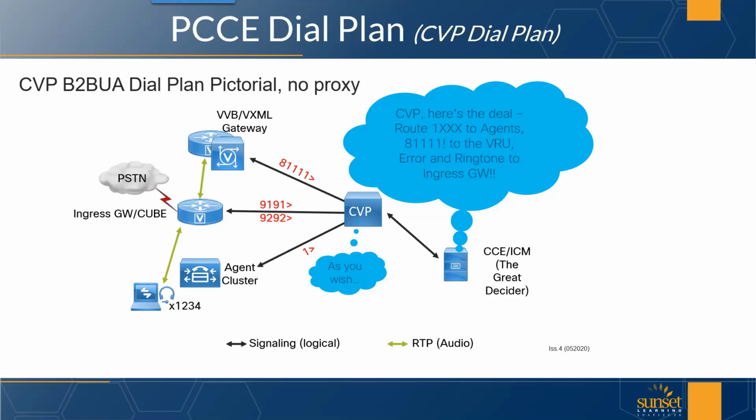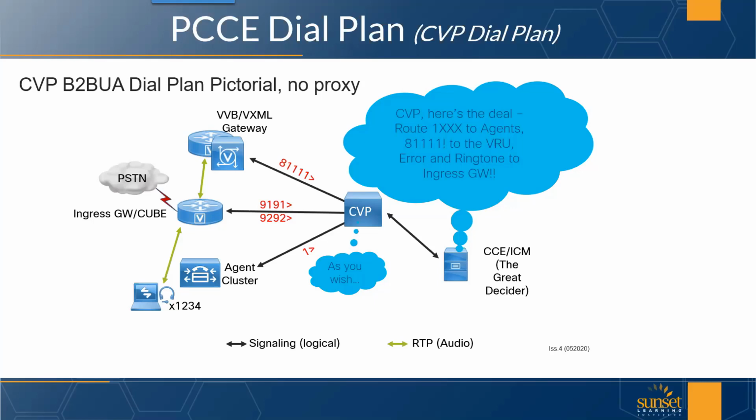ICM, the great decider, by virtue of the routing script, makes the decision. And it said, here's the deal. Any 1XX number is going to an agent. Any 8111 wildcard is going to the VRU. And anytime you get an error or ringtone code, 9191 or 9292, send that to the ingress gateway. CVP politely obeys all of those requests.